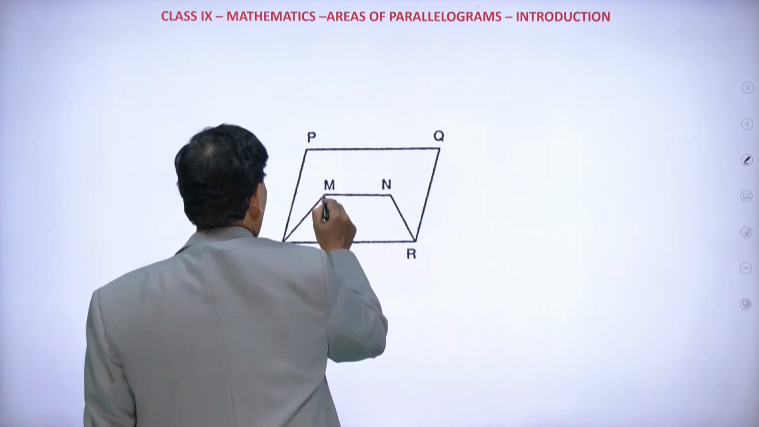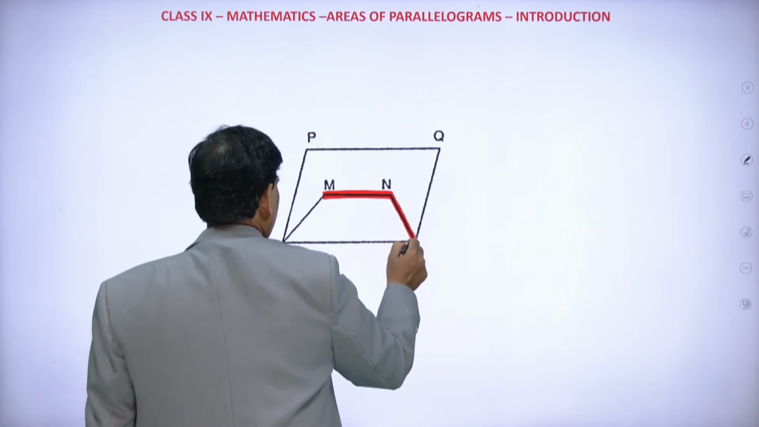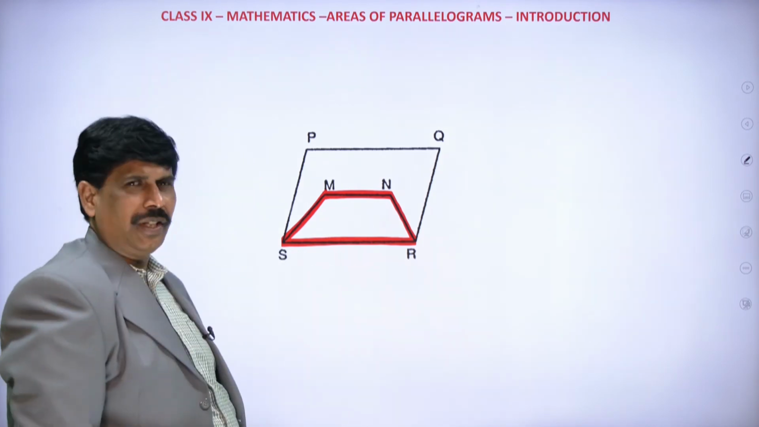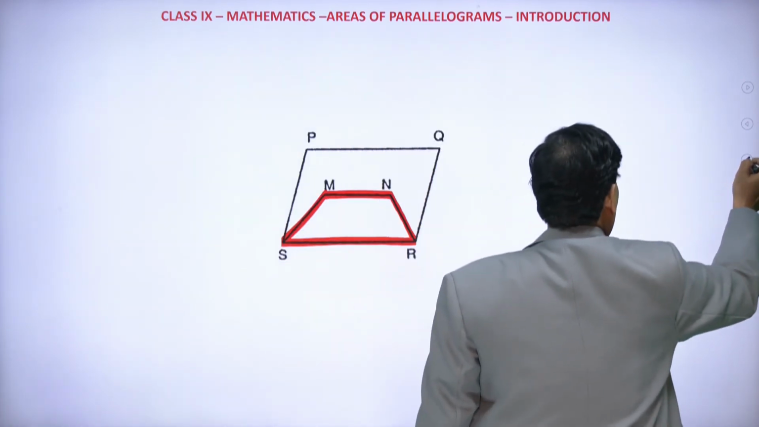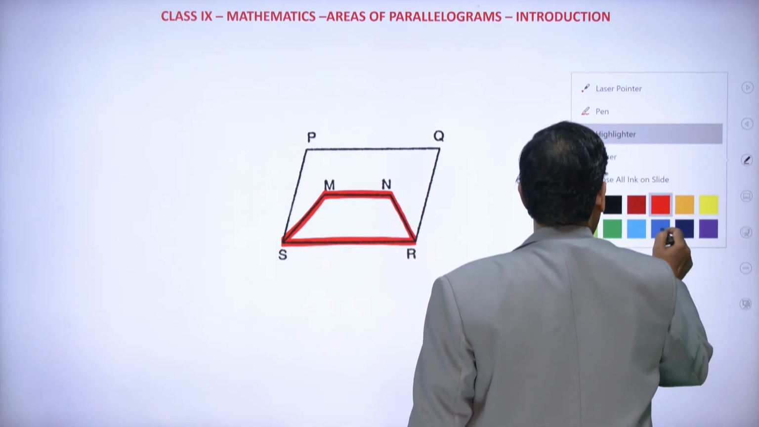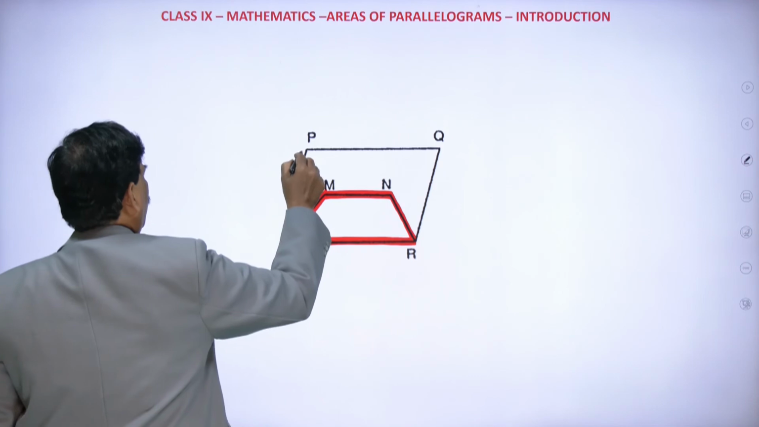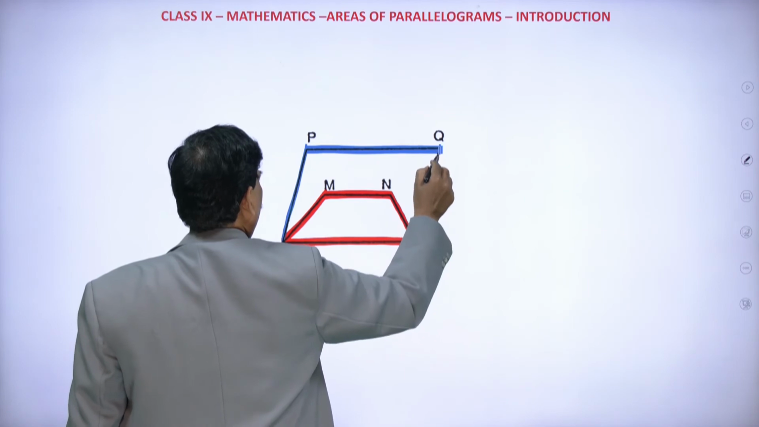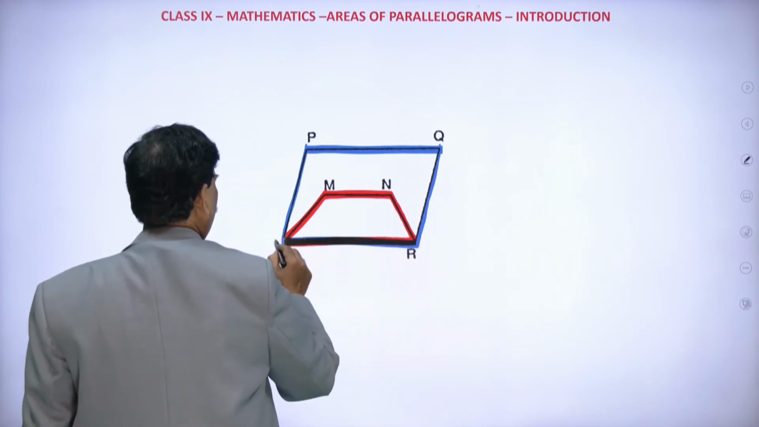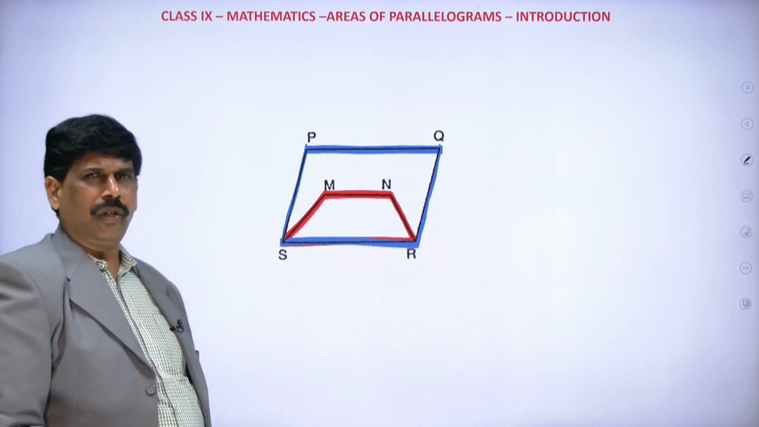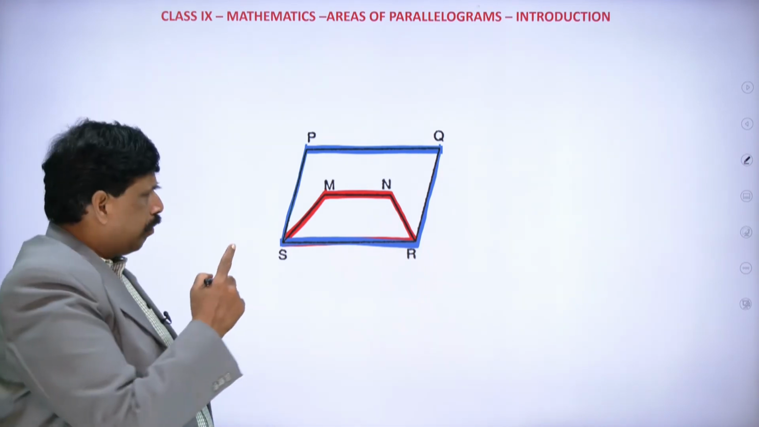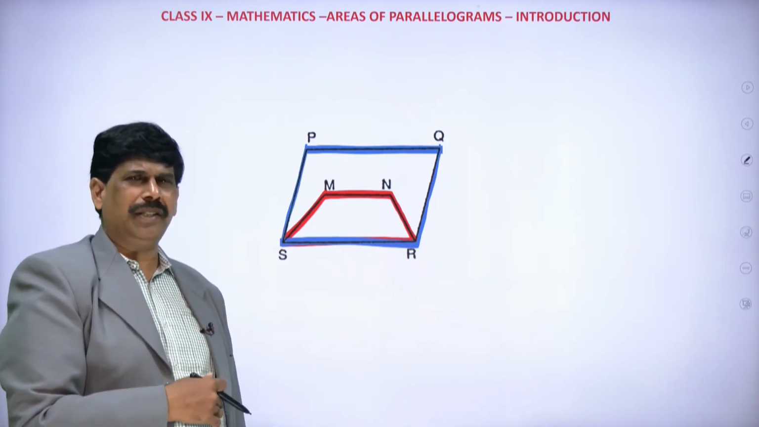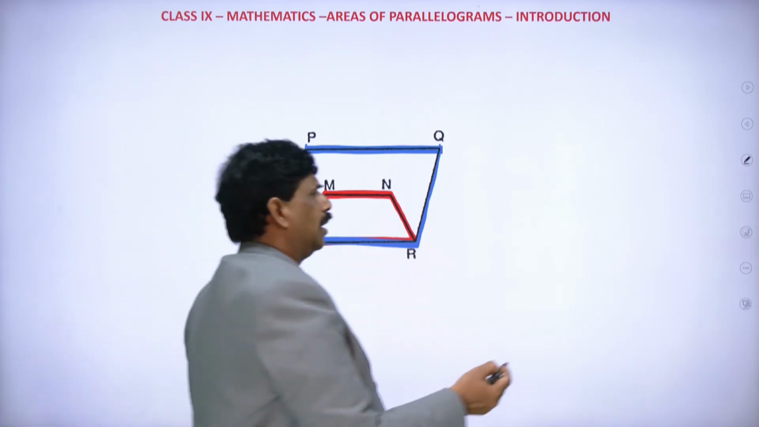See, look at here. This is one trapezium what you are seeing. Let's take another color, any color you take. And here, what you are seeing, that is a parallelogram. Both these are on the same base SR but not between the same parallels. That only we will write here.